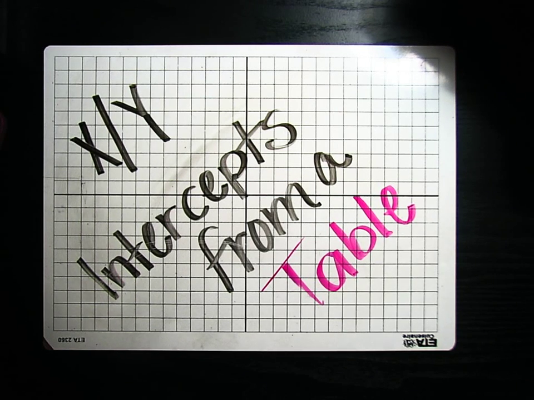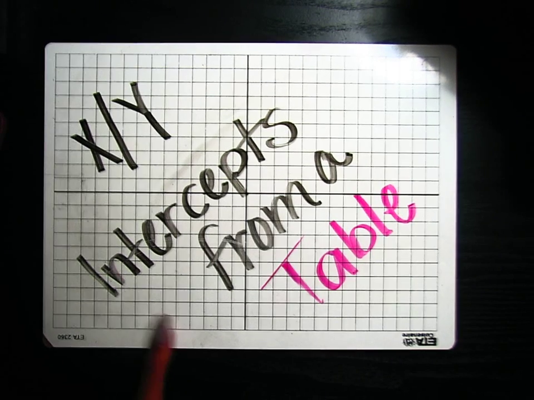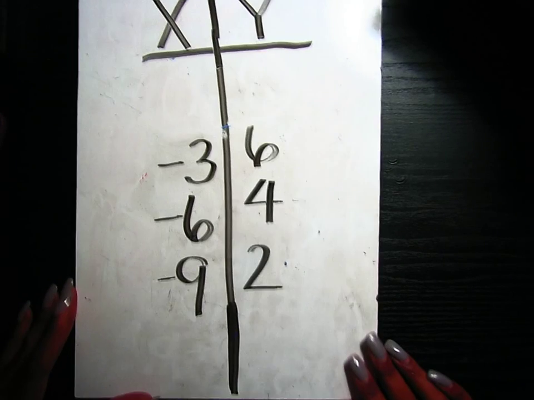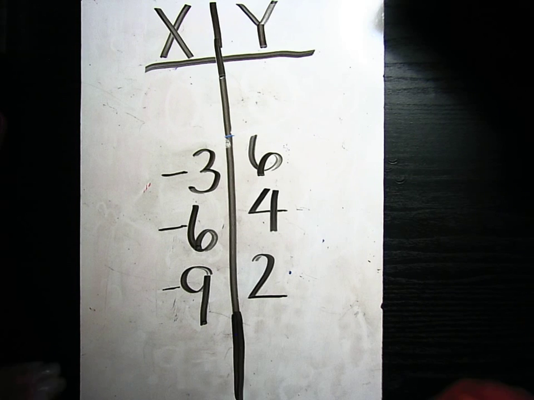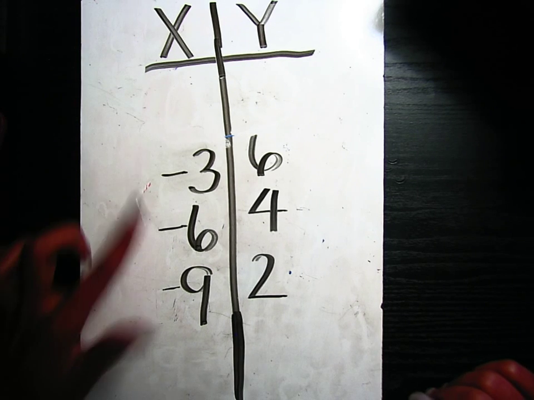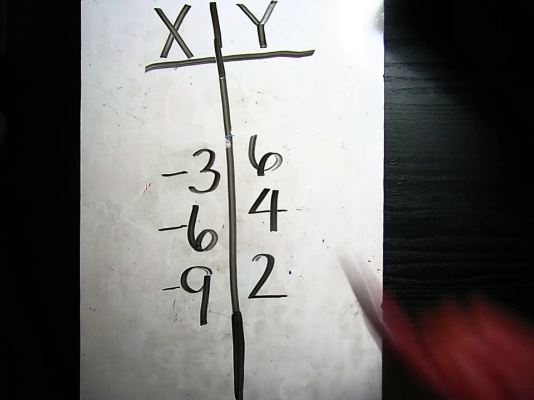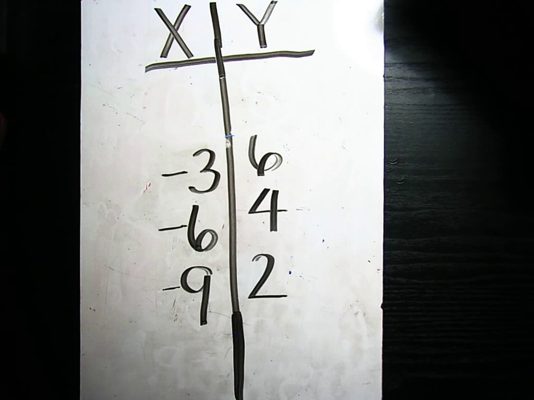In this video, we're going to look at x and y intercepts from a table. Here we're given a table with x and y values. X is going from -3 to -6 to -9. Y is going from 6 to 4 to 2.